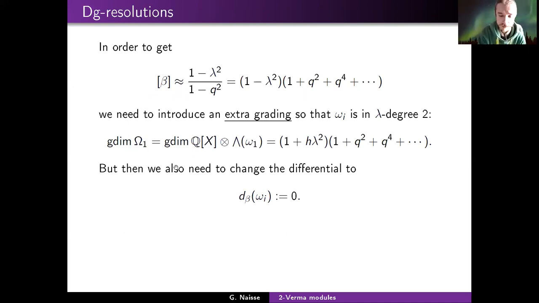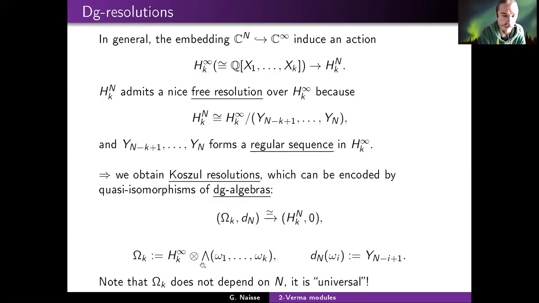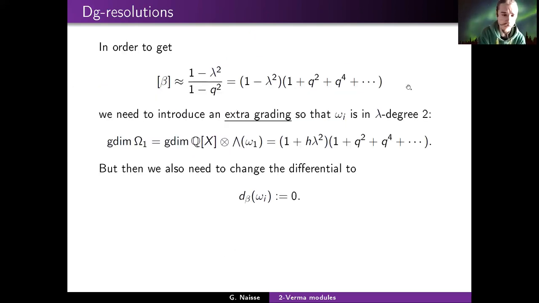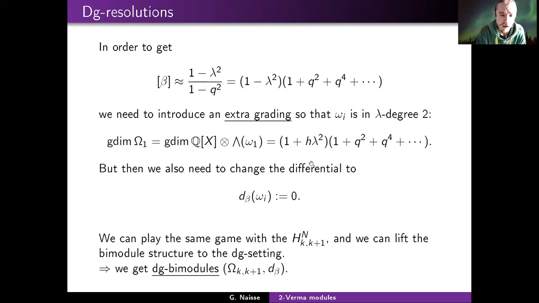And so what I'm telling you is that I can choose this DG algebra here, but change the differential to zero and put the omega i in lambda degree two. And now you can do the same thing with the bimodule.